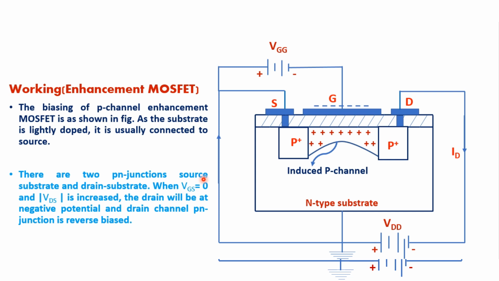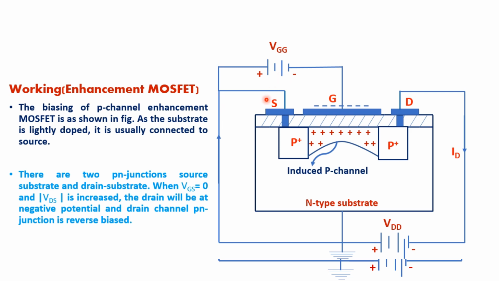In the first condition, gate to source voltage is equal to 0 volt. Suppose the gate is also grounded, that is, the gate is short circuited to the source, S, and the drain is at negative potential with respect to the source. It is found that drain current is equal to 0. That is, no current flows between the drain and the source.